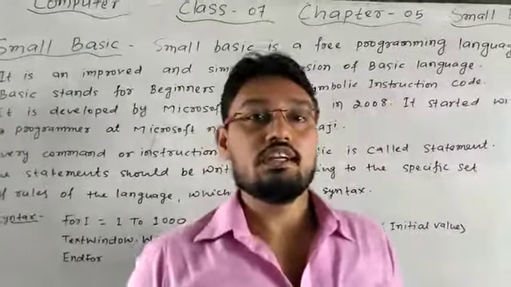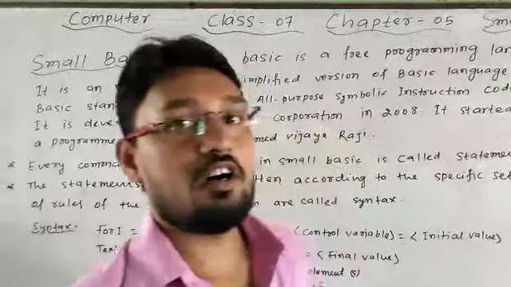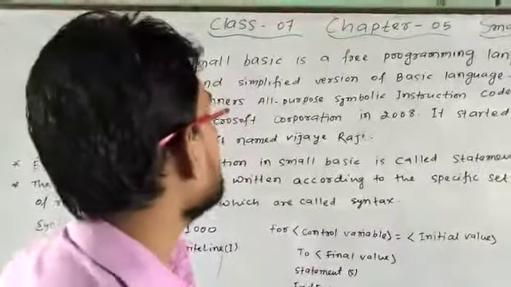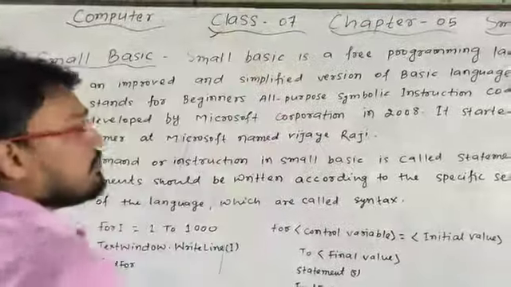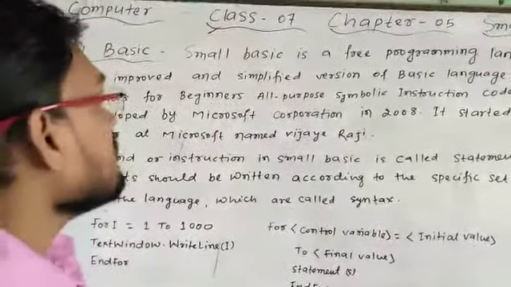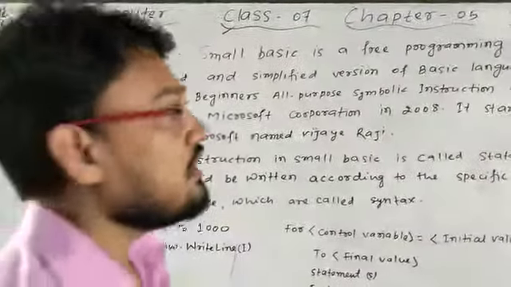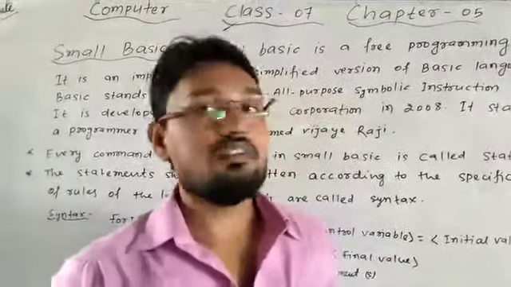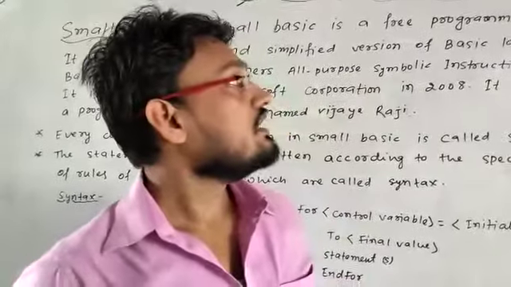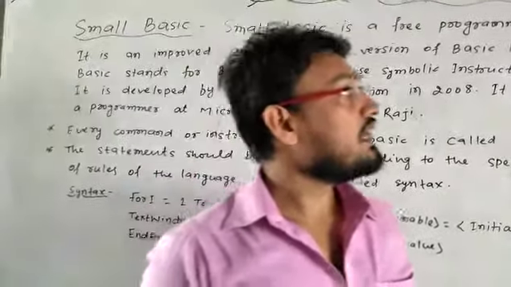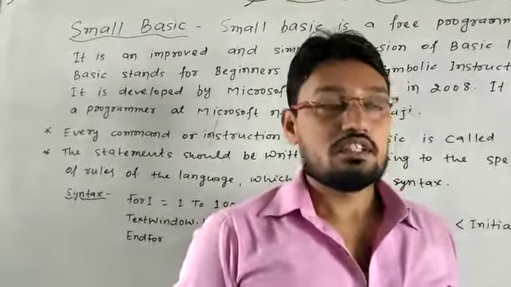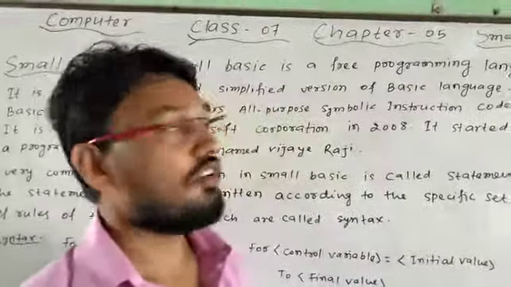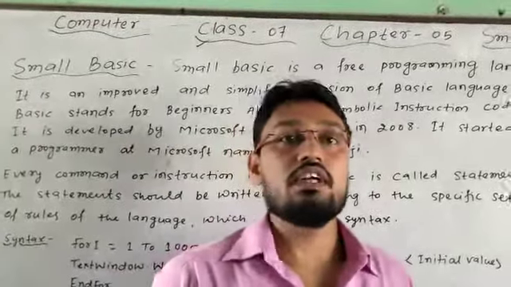I am going to start the next chapter of class 7. This is the first part of class 7, chapter number 5, and our chapter heading is Small Basic: looping and graphics. So students, you learned about Small Basic in previous classes.